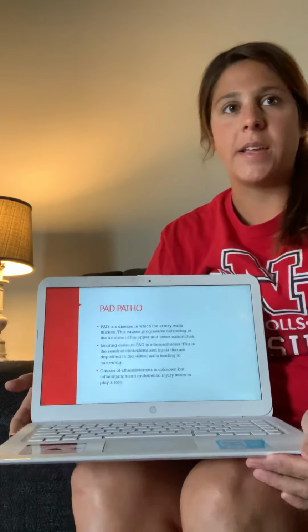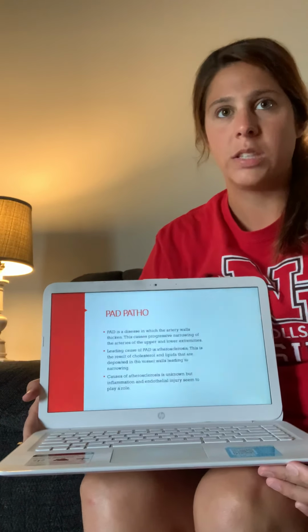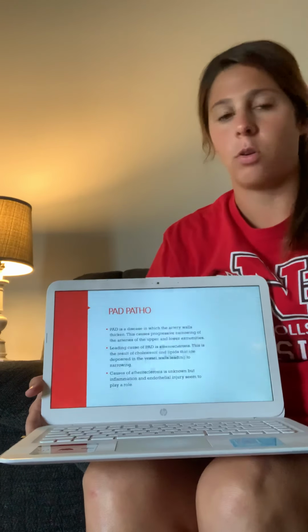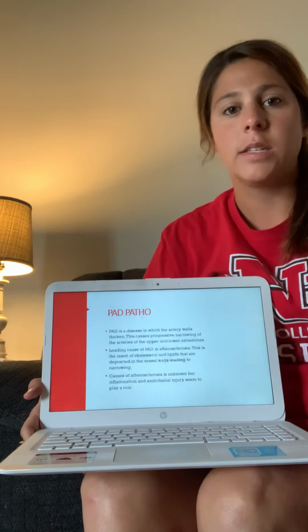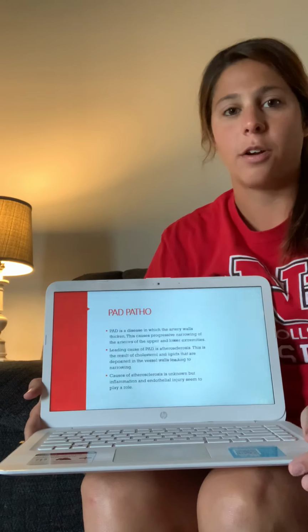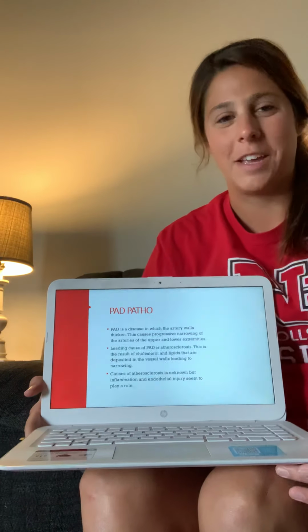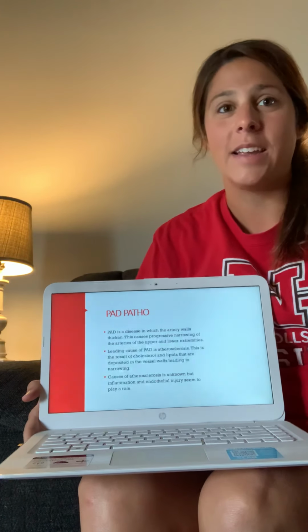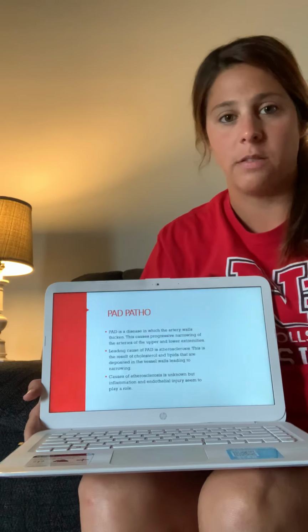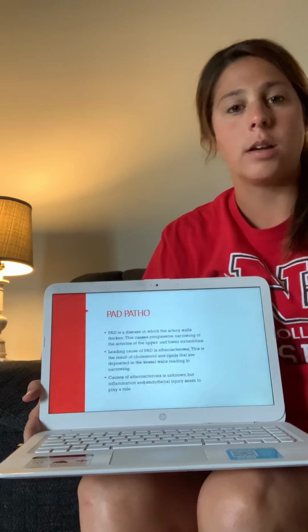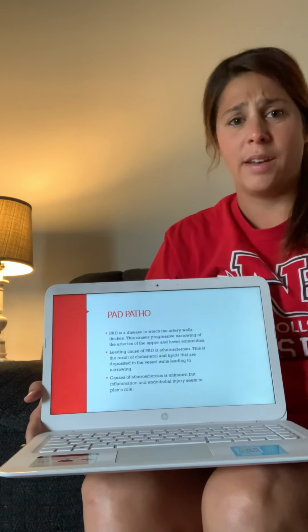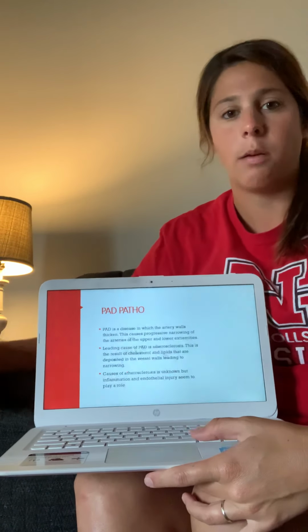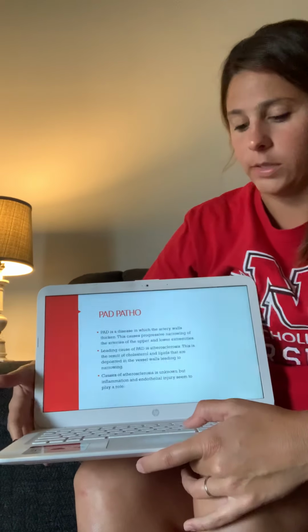PAD is basically a disease where the artery walls thicken in the extremities, or the arms and legs. This causes progressive narrowing of the arteries, and this is caused by arteriosclerosis. I don't know if I'm saying that right, but basically that is when the cholesterol and the lipids are deposited into the vessels, and it creates a plaque that clogs up your arteries. So this constricts blood flow, and it causes problems with the muscles and with moving.